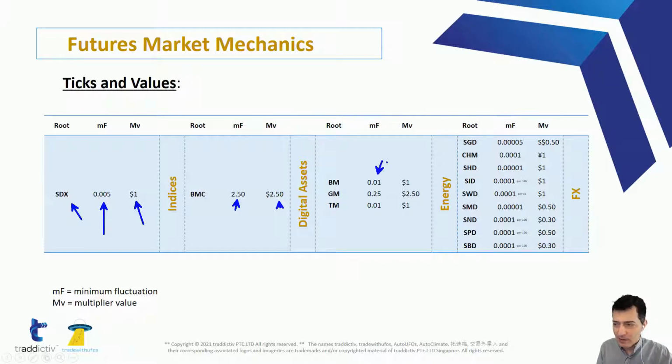What about the Brent? 0.01 is $1. What about the currencies? Well, it's important to notice that with the Singapore dollar, for every 0.0005, you make 50 cents, or you lose 50 cents per contract, but that's 50 cents using Singapore dollars as the unit of measurement. With the Chinese yuan, every 0.0001 is 1 yuan that you make or lose, depending on whether the currency moves your way or against you, per contract. And notice it is measured in yuan, which is the Chinese currency. Everything else is in US dollars.